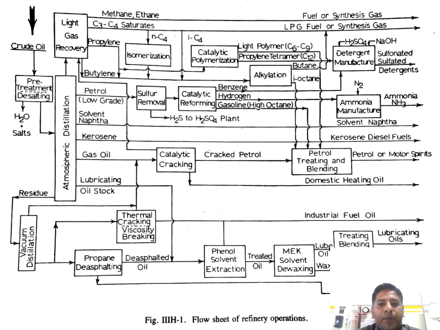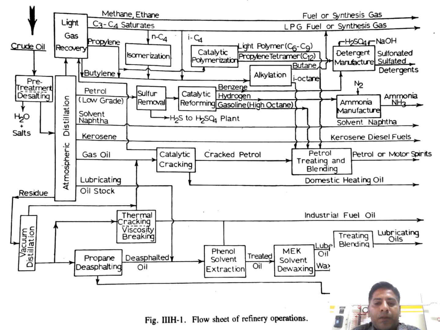There we can change the light polymer C6 to C9s, and a byproduct of detergent manufacture is sulfated detergents. Next, alkylation takes place by the cascade method and the sulfuric acid method. The middle distillate deals with petrol, low grade sulfur removal and also catalytic reforming, with the byproduct of ammonia recovery. The intermediate solvent naphtha and also kerosene and gasoline oils are recovered by catalytic cracking, petrol treating and blending for the production of petrol or motor fuels, and also domestic heating oils.